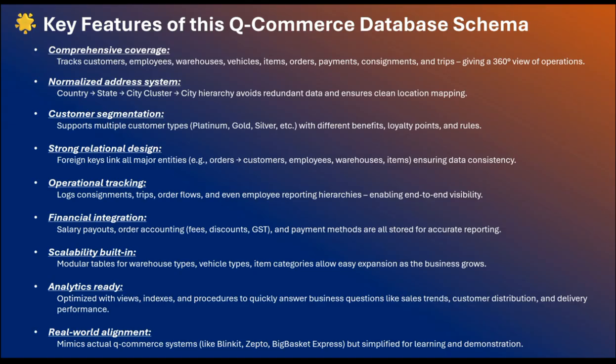Let's start with the features. Comprehensive coverage to track customers, employees, orders, warehouses, trips, etc. This way, you will get a 360-degree view of your business operations. Normalized address systems and other tables, creating an address hierarchy to avoid duplicate entries. Handles multiple types of customers. Strong relational design for data consistency.